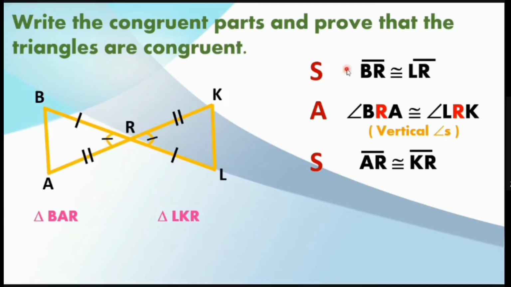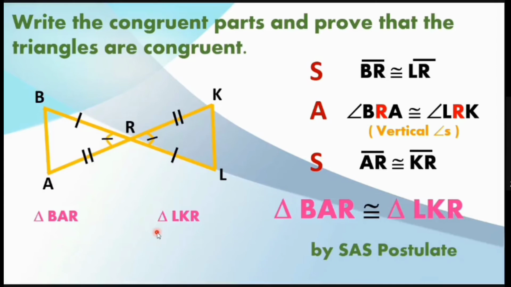So this time we have here three statements saying that three pairs of corresponding parts, side, angle, and side, are congruent. Therefore, we can say that triangle BAR and triangle LKR are congruent. In conclusion, we have triangle BAR is congruent to triangle LKR. By what postulate? By SAS Congruence Postulate. Okay, so let's proceed now to our third and last example.